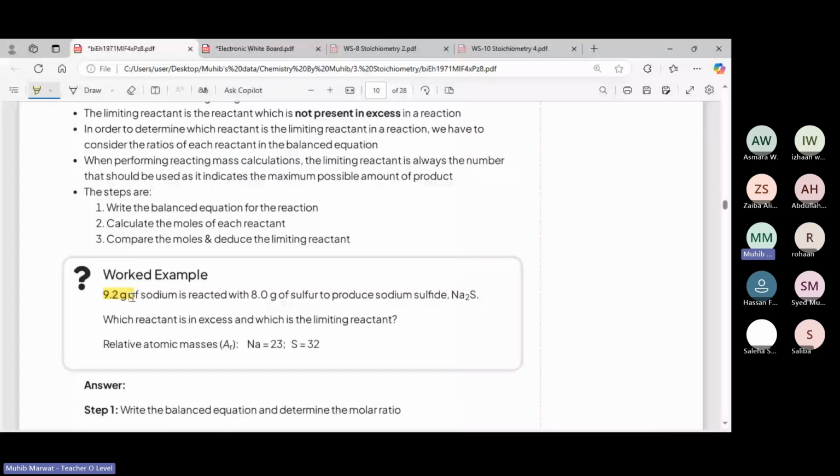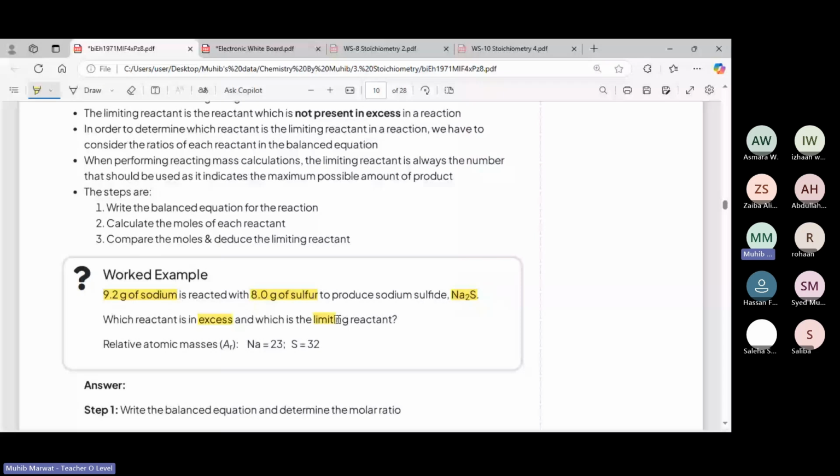And 8 grams of sulfur, and they are collectively reacting together to form sodium sulfide. Okay, they are asking which reactant must be in excess and which reactant is the limiting reactant.